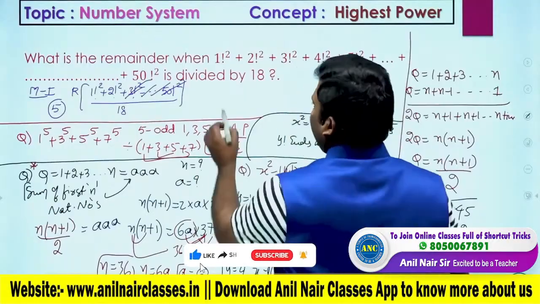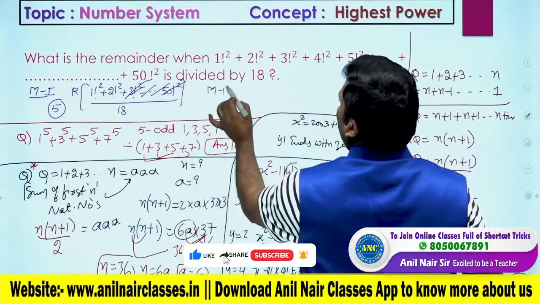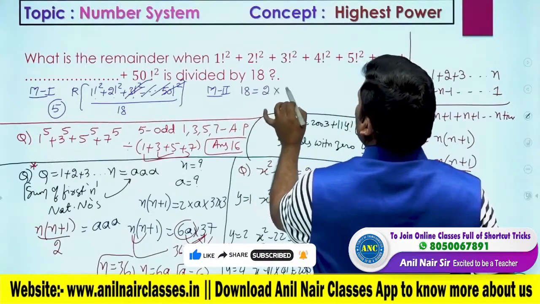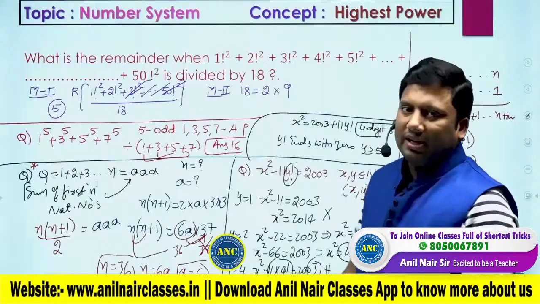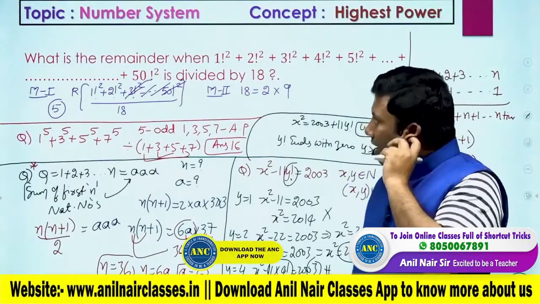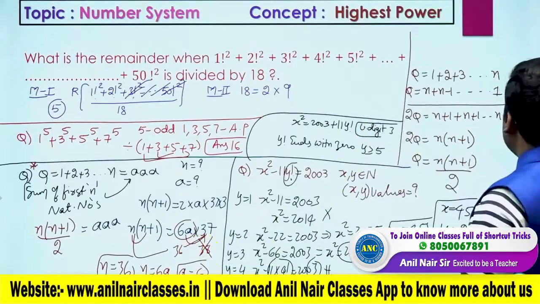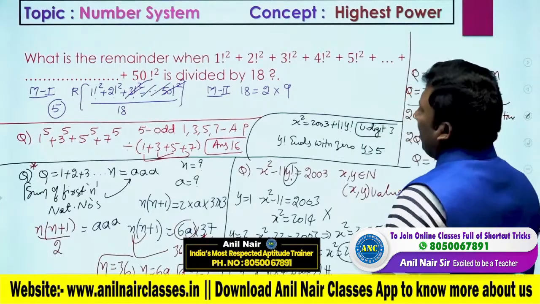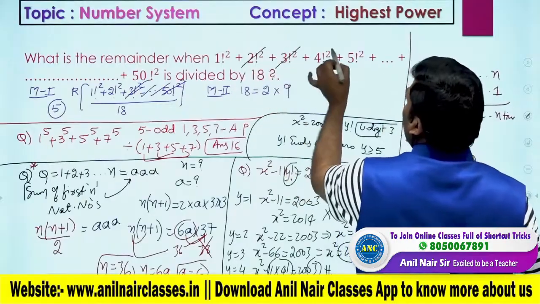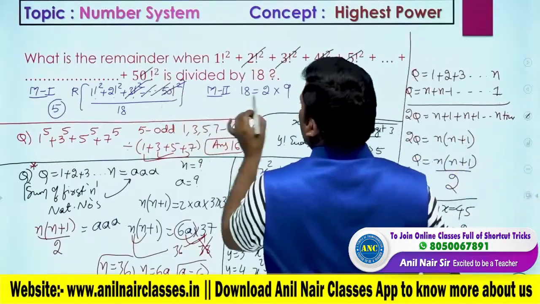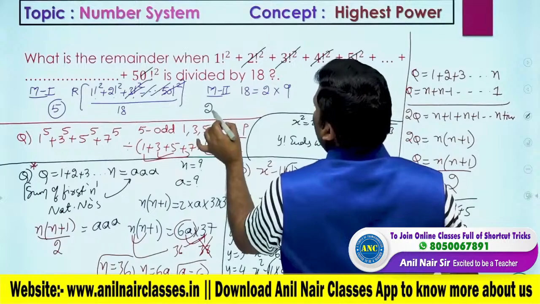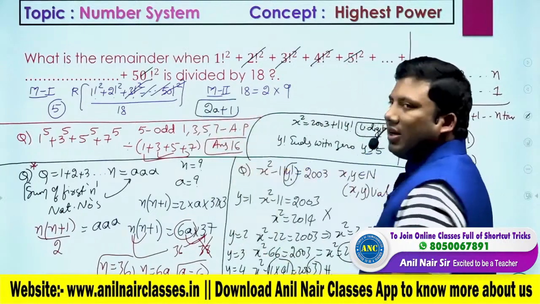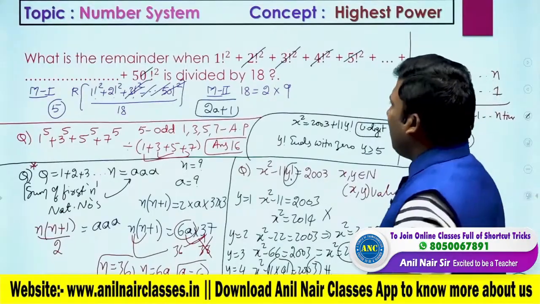This is one way. In case you want to check by using answer options, 18 is 2 into 9. What did we discuss? Now see here, 2 into 9. So 2 factorial onwards, all are divisible by 2. It gives a remainder 1. The answer when divided by 2 gives a remainder 1.